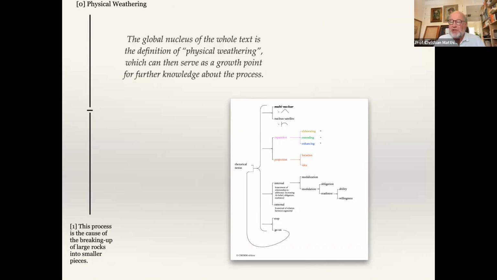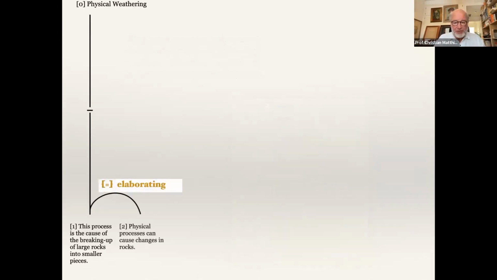It's a definition of physical weathering. And so from the point of view of this text as a text for learning about physical weathering, the readers, the students, can now use this as a growth point for adding new knowledge about physical weathering. So the organization of the text is such that it helps readers learn about physical weathering. So we had this first local elaboration.